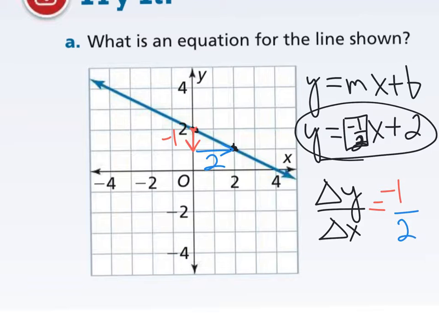If you wanted to, for the slope, to show your work there, for the y values, we were going from the point (0, 2) to the point (2, 1). So you could say, I'm taking 1 minus 2, and then I'm taking 2 minus 0. That's how we could get those numbers, -1 over 2, if you wanted to show that out.